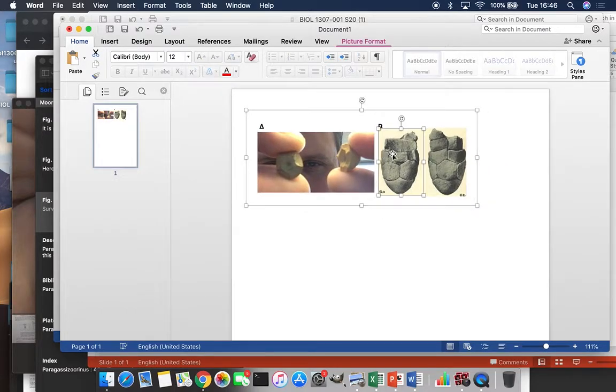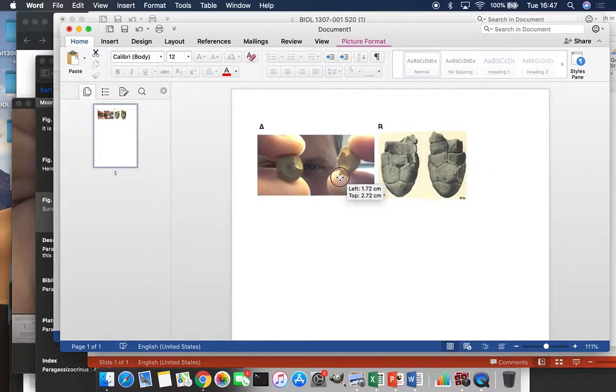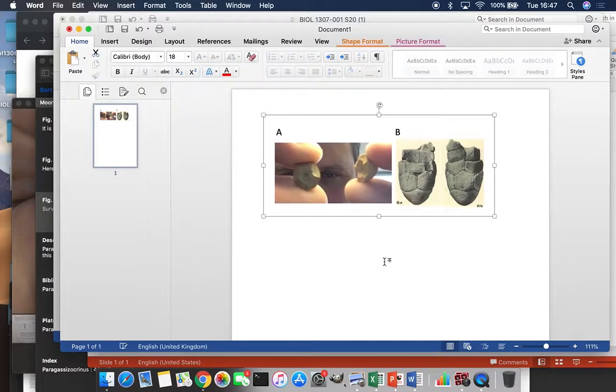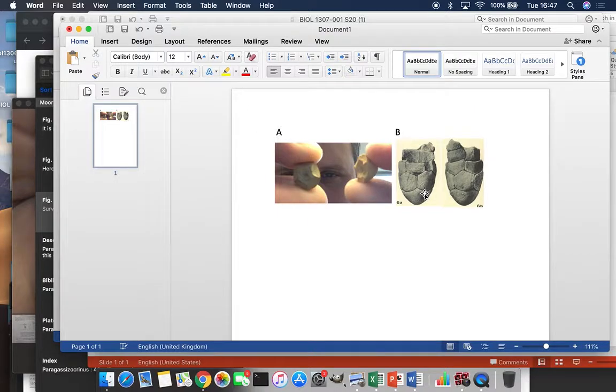And this is looking a little ugly. It looks like I need to pull these things down because I can't see. Aha, I can't see my little letters. Let's make those a little bigger. There we go. That looks better. Okay. And then it's not a good figure unless it has a good figure legend.